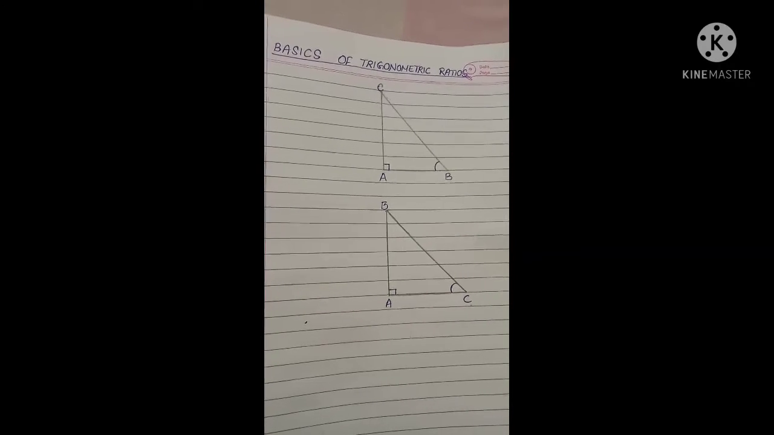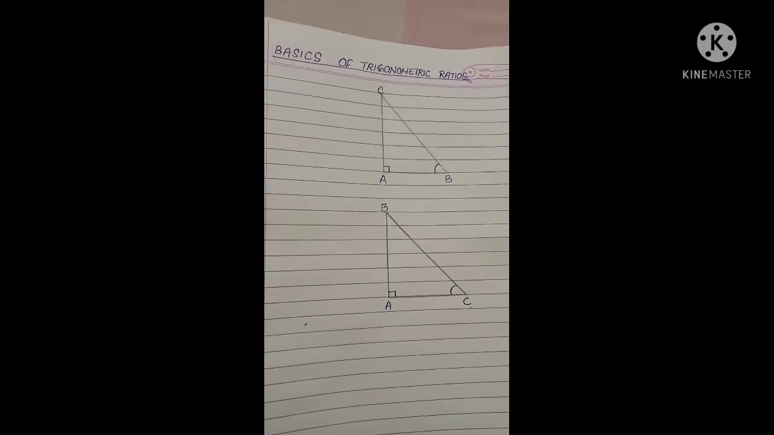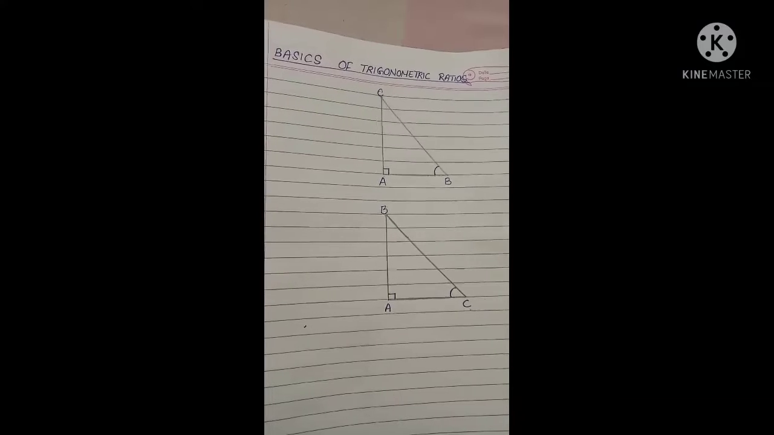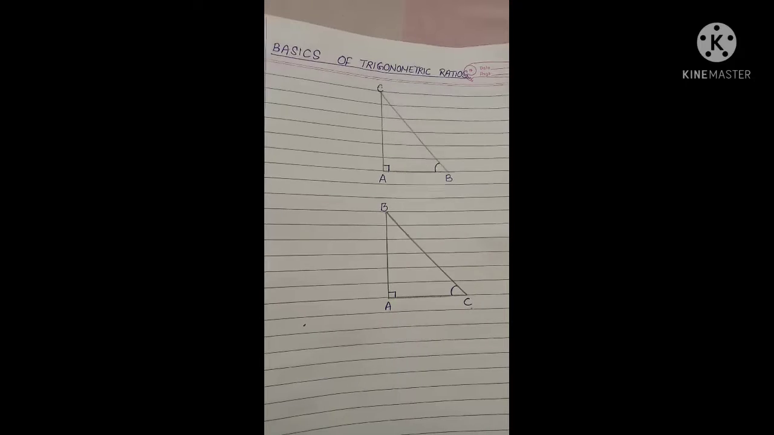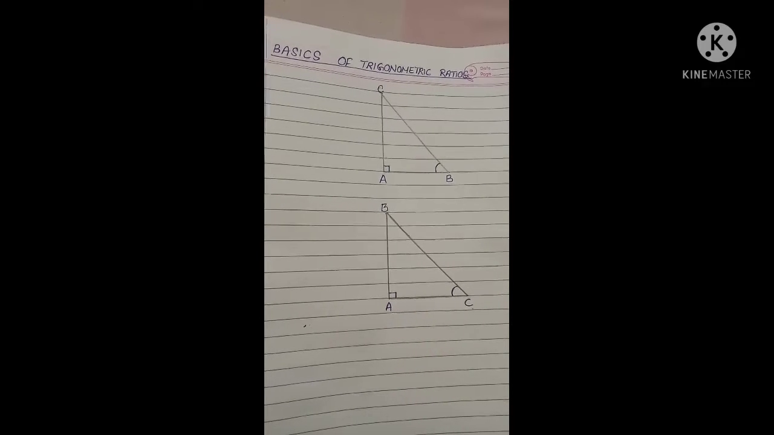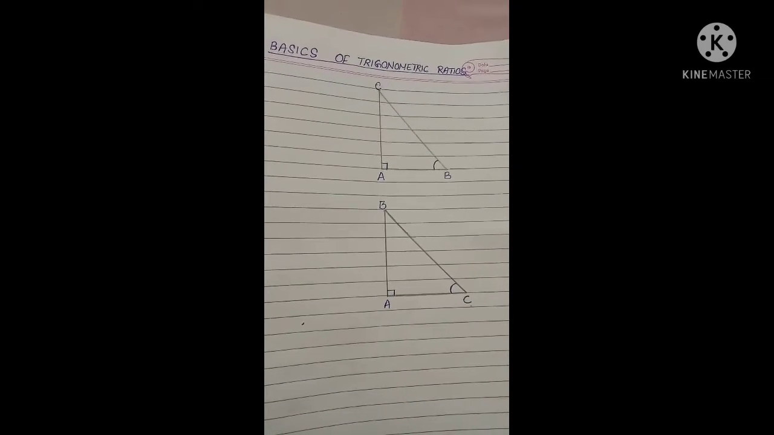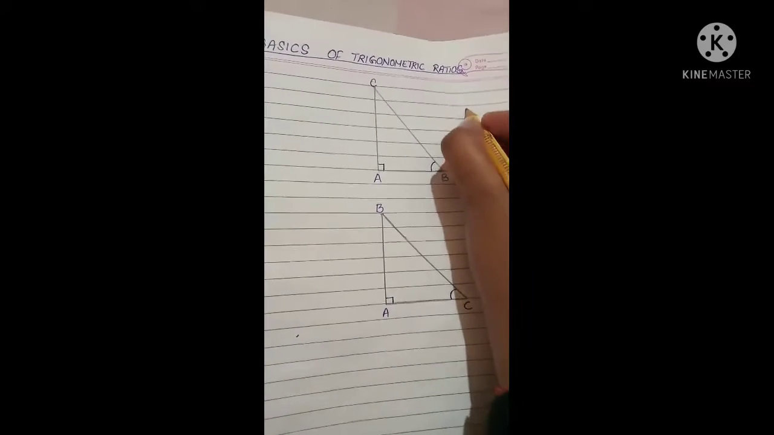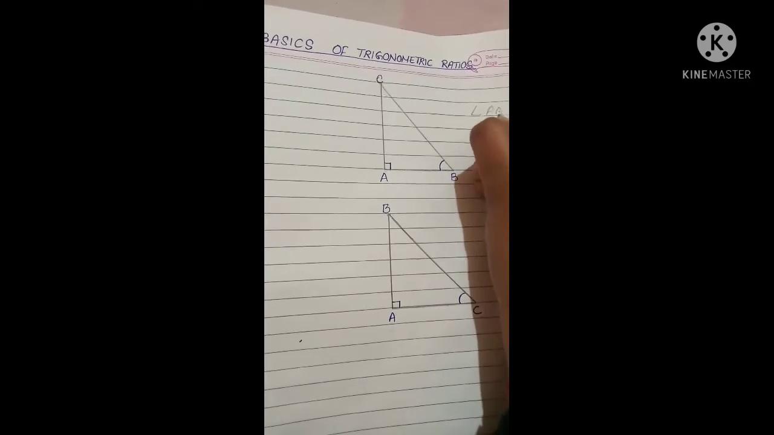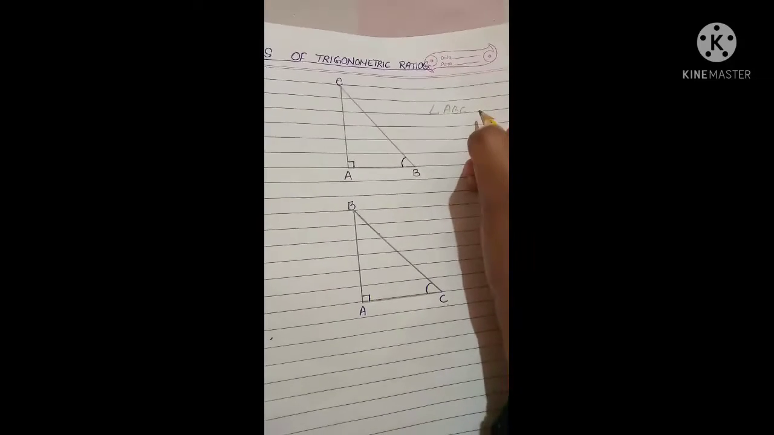As we all know, you have already studied about triangles and in particular right angle triangles in your earlier classes. Therefore, in order to understand trigonometric ratios, let us take a right angled triangle ABC. Here, can you see the angle ABC? It is an acute angle.